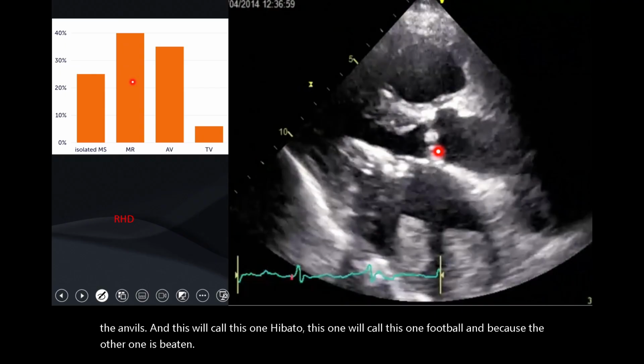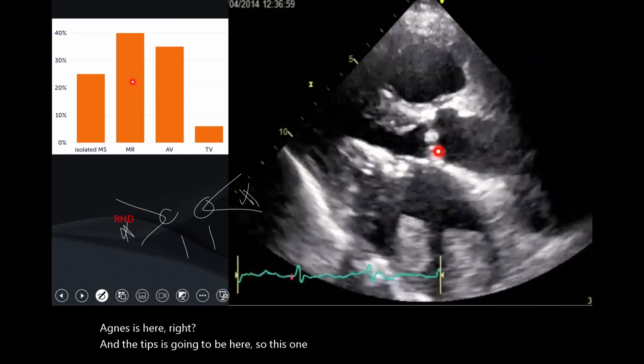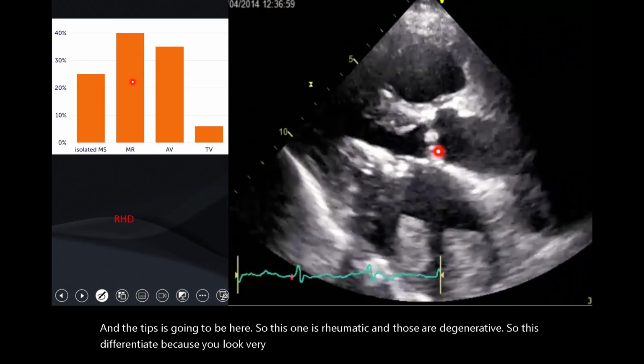So to differentiate rheumatic, the annulus is here, right? And the tips are going to be here. So this one is rheumatic, and those are degenerative. This differentiates them because they look very similar. Both of them have thick leaflets.